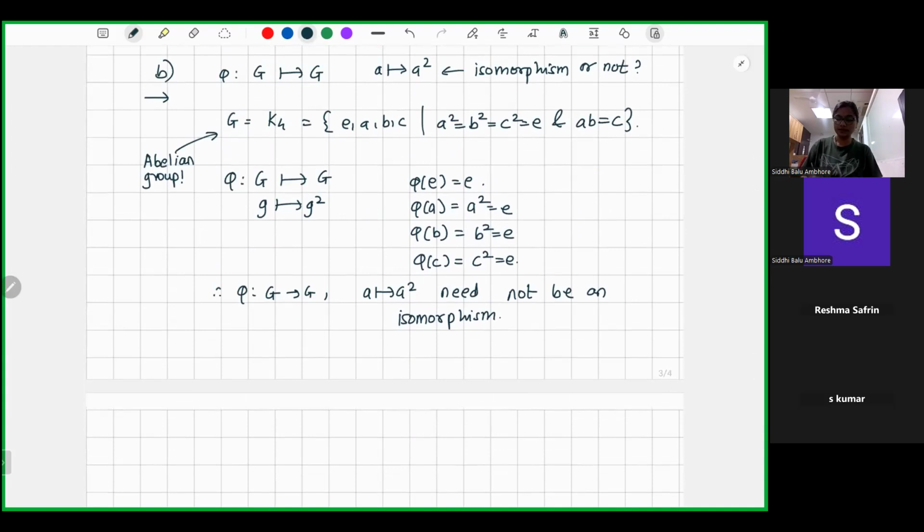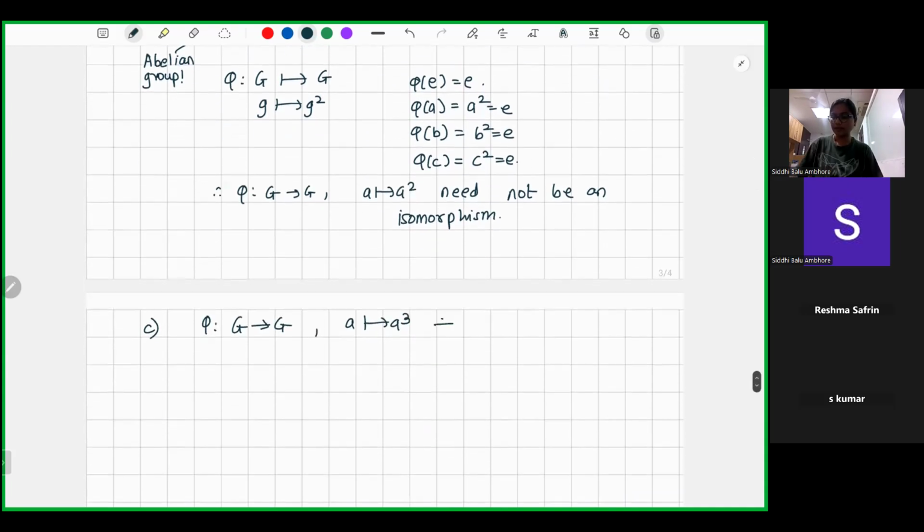Now the third one: again, can you give any group such that a going to a cube? And we have to check whether this is an isomorphism or not.